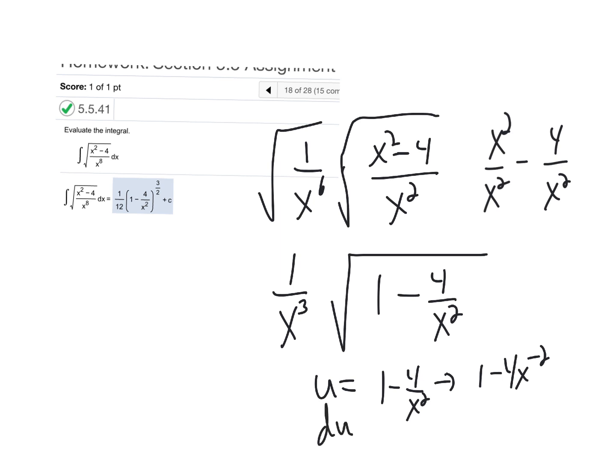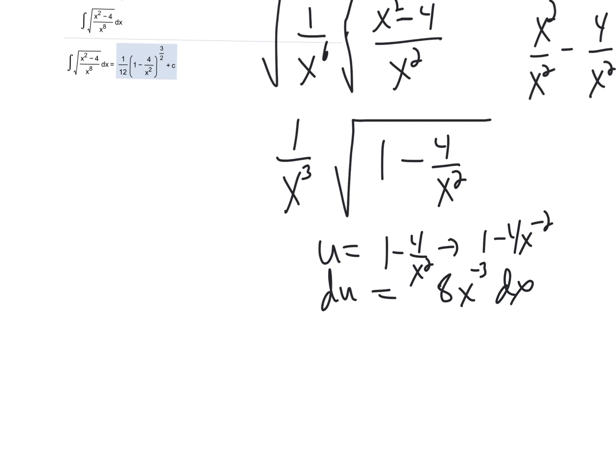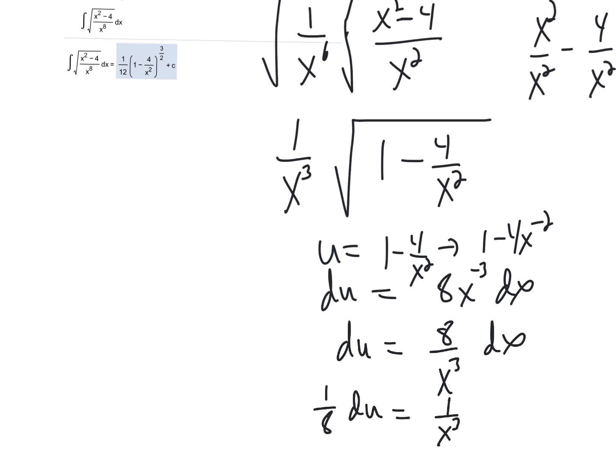Now we'll take the derivative of that. What's du? Well, du is going to become, the 1's a constant, so that's gone. That becomes 8x to the negative 3 times dx, which becomes, let's see, can I move this all up? I can. That becomes du equals 8 over x cubed dx. And do you see how, if we think of that as 8, that's just 1/8 du equals 1 over x cubed dx. Now you see how we can do that substitution right here.